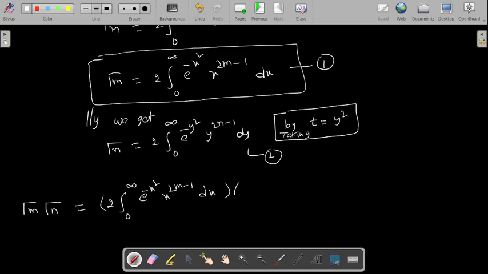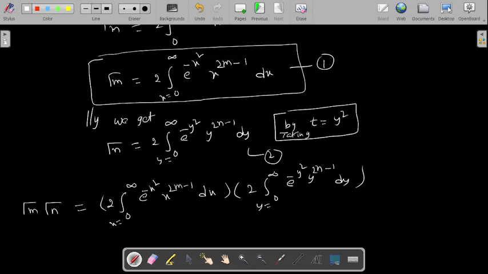Next, gamma n is 2 into the integral from 0 to infinity. So this is x equal to, and this is y equal to. So x from 0 to infinity, y from 0 to infinity, e power minus y square y power 2n minus 1 dy. We are multiplying 1 and 2.